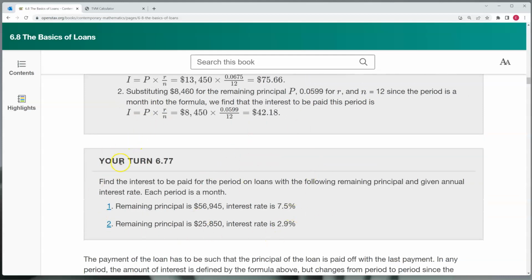I'd say stop the video and try the Your Turn now, 6.77. Once you've tried it, you can click these links in the textbook and go see if you got the answer right.